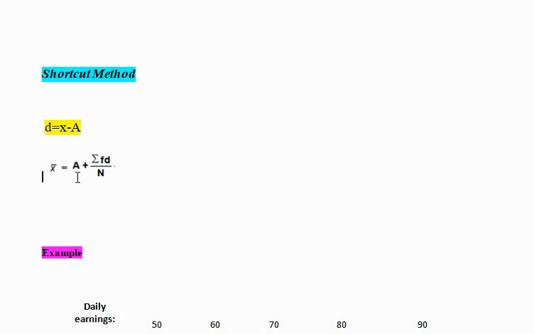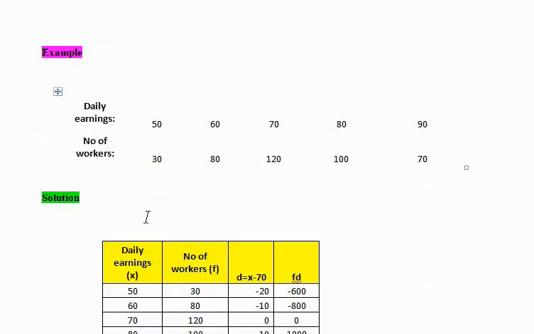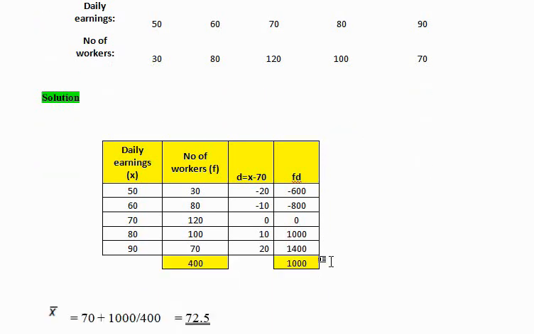Here a is the assumed value, and we have to find the summation of f times d, divided by n. Then we can go for an example. The daily earnings and the number of workers: the daily earnings are given as 50, 60, 70, 80 and 90, and the corresponding number of workers are 30, 80, 120, 100 and 70.